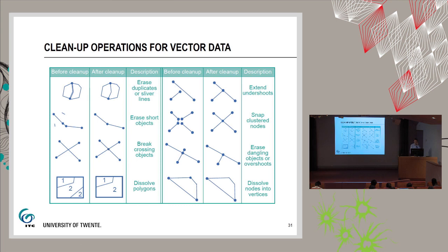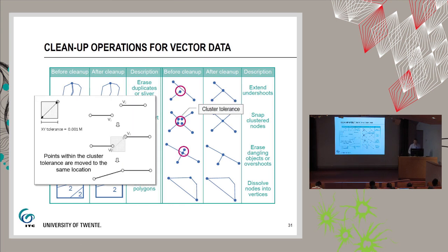Then you have to define a cluster tolerance. I show you what it means. For these operations, you have to define the area which is used for snapping. What does it mean, cluster tolerance? Points within the cluster tolerance are moved to the same location. So everything within that area will be snapped together.